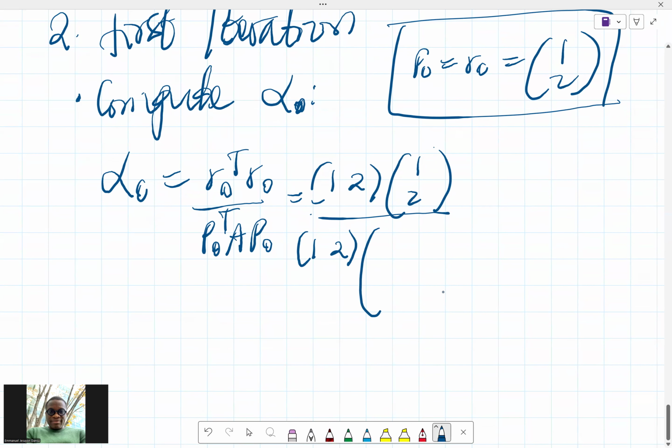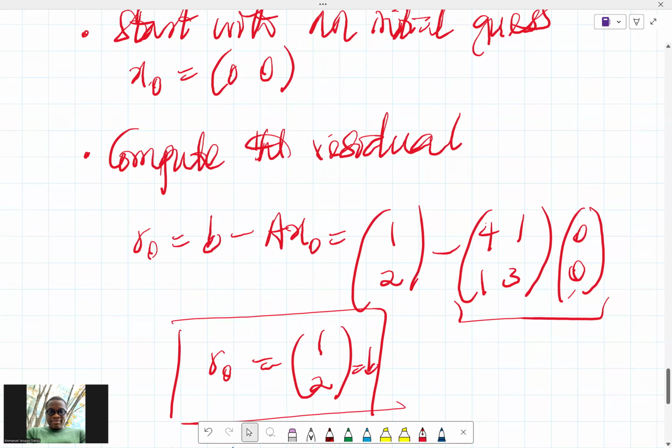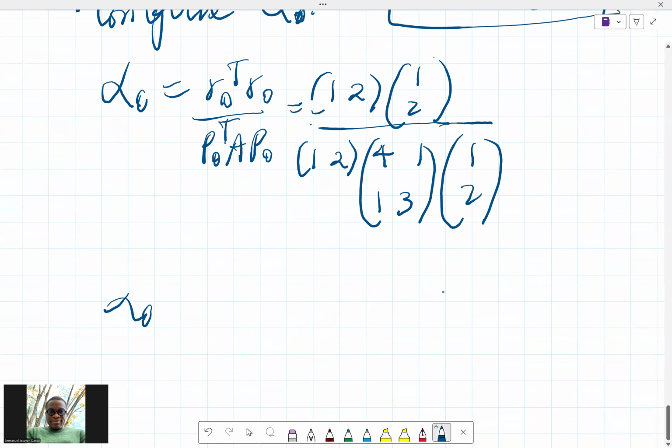Then we have A, which is 4, 1, 1, 3, times P naught, which is 1, 2 in this situation. So we can resolve all that. Alpha naught: for the top we have 1, 2 against 1, 2.